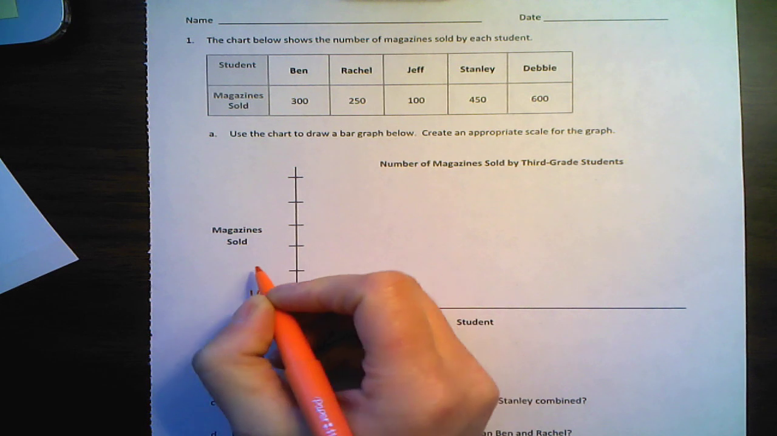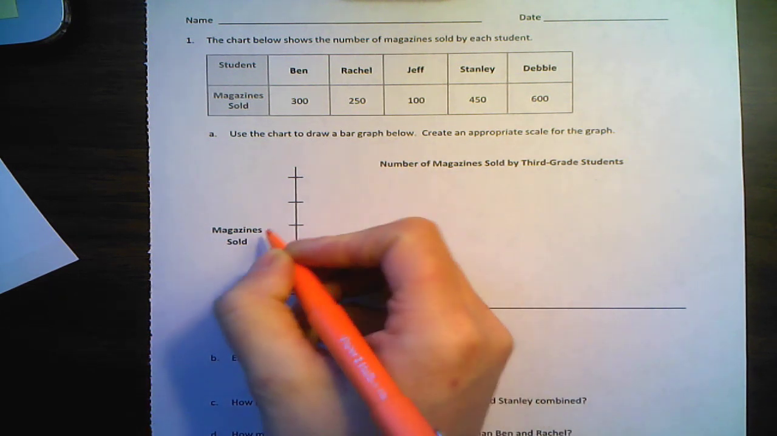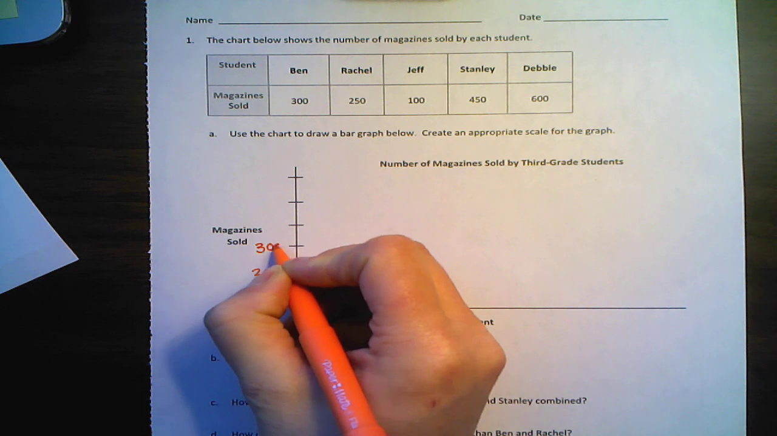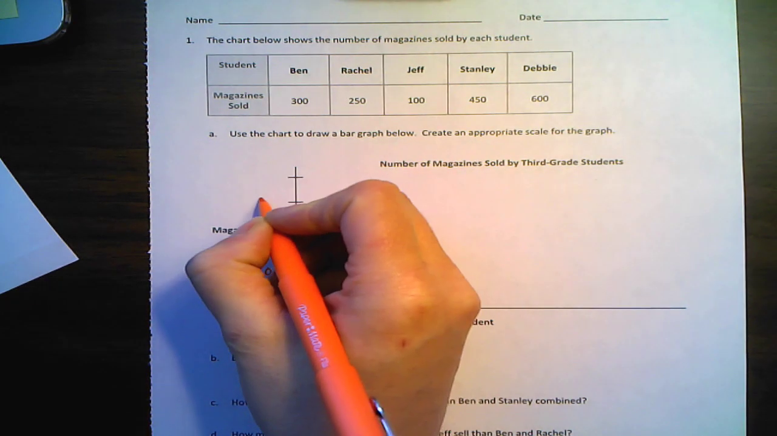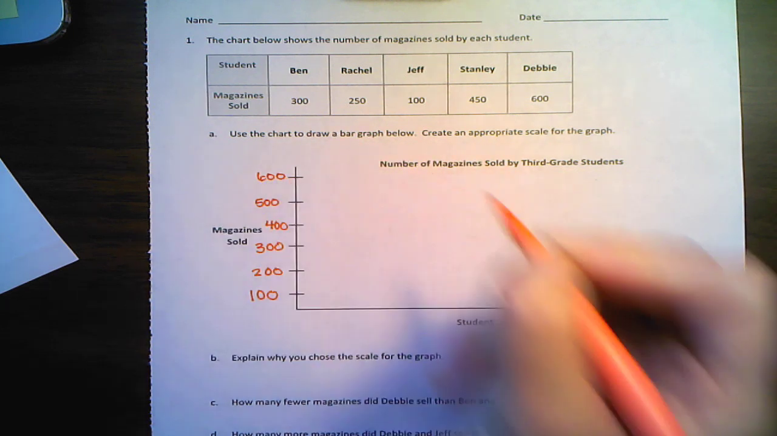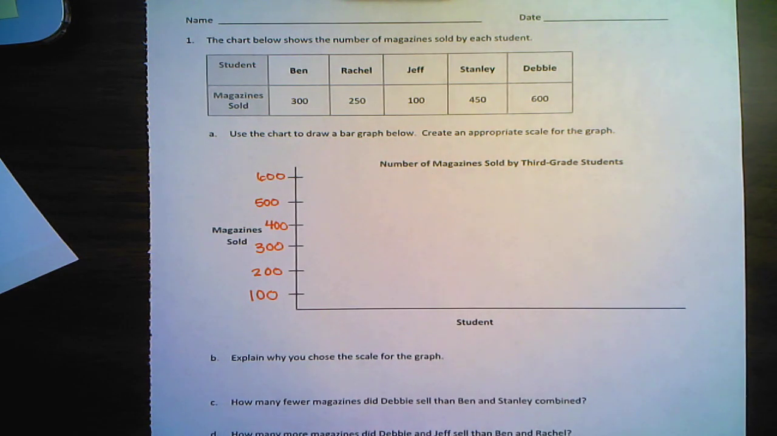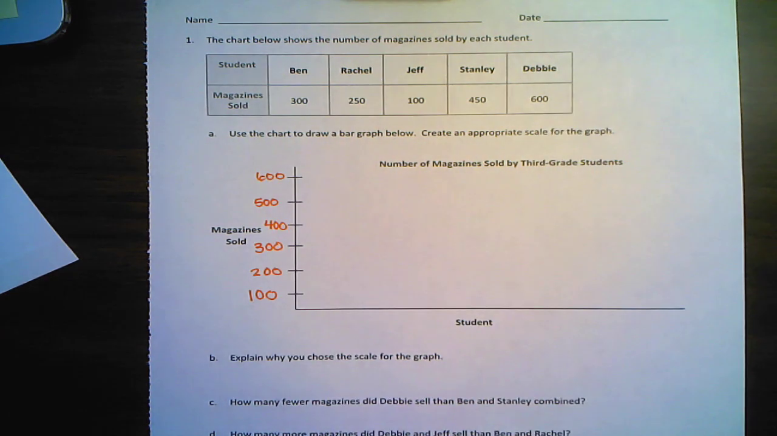The next one we're going to jump up by 100, so we'll say 200. And the next one is 300. Boop, 400. Take a jump to 5. And the last one will be 600 magazines. That looks good already, if I do say so myself. Okay, now let's just go down the line and create our bar graph.